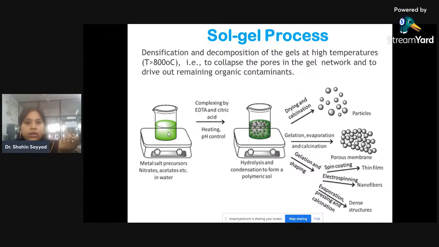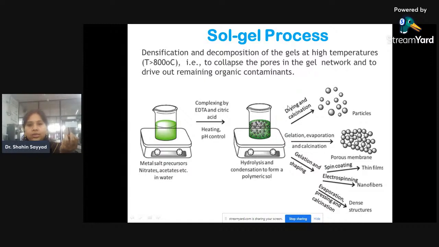to form the sol here, so you need a complex in nature. So EDTA is ethylenediaminetetraacetic acid. Okay. So it acts as a gelation complexing agent. Sometimes ethylene glycol is also used as a complexing agent. It forms the gel. Okay. Then we are giving some heating treatment, controlling the pH. So the process of hydrolysis and condensation is going on, and it forms a polymeric sol.